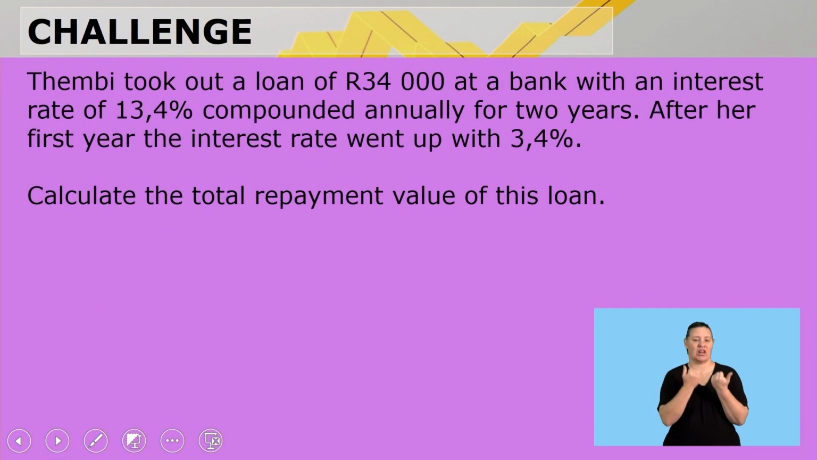And then the challenge I leave you with. Tembi took out a loan for 34,000 Rand at a bank with an interest rate of 13.4% compounded annually for 2 years. After her first year, the interest rate went up with 3.4%. Calculate the total repayment value of this loan.